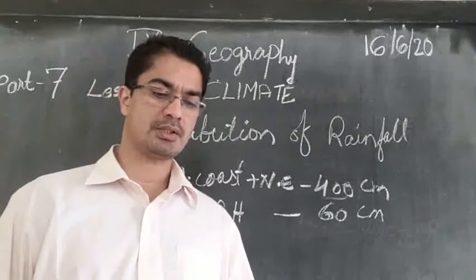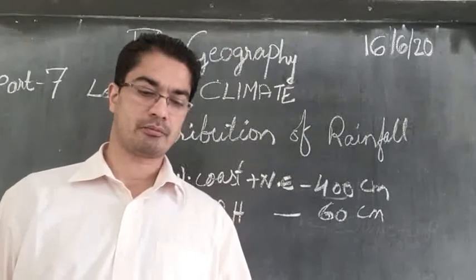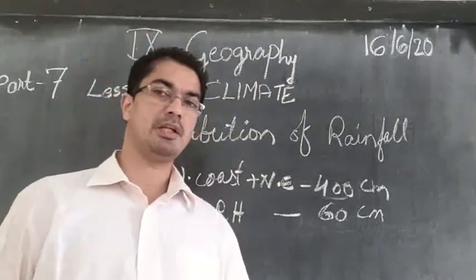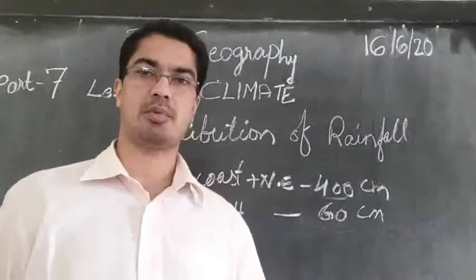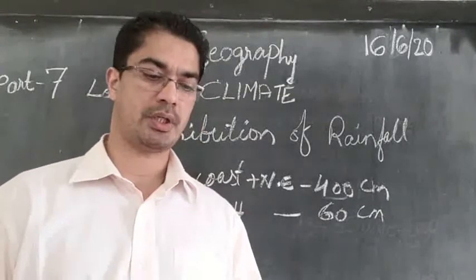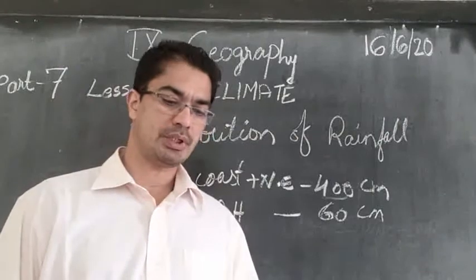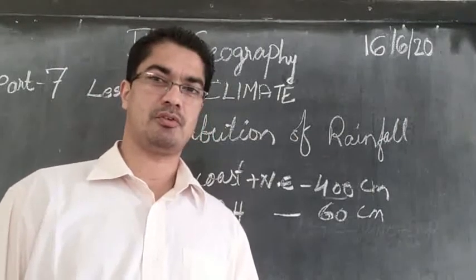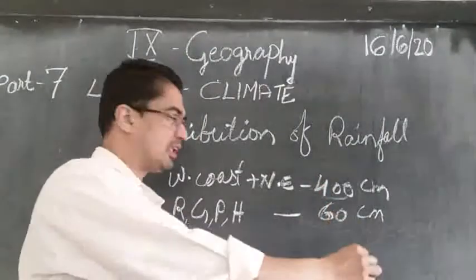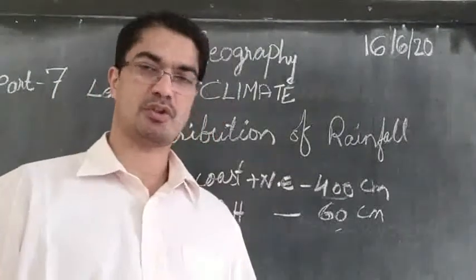And rainfall is equally low in the interior of the Deccan Plateau and east of the Sahyadris. So some other places like the interior of the Deccan Plateau and the Sahyadris mountains, there also the rainfall is very low. Why do these regions receive low rainfall? What is the reason? Some places receive up to 400 centimeters and some places receive only up to 60 centimeters of rainfall.